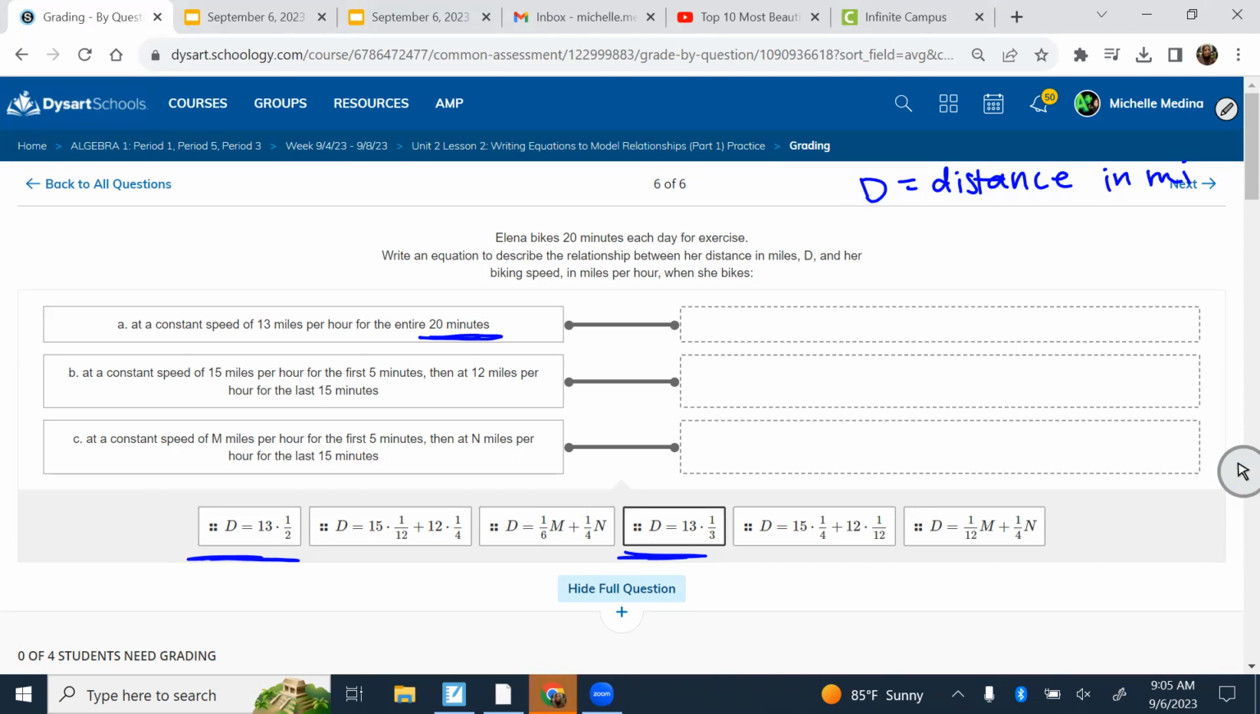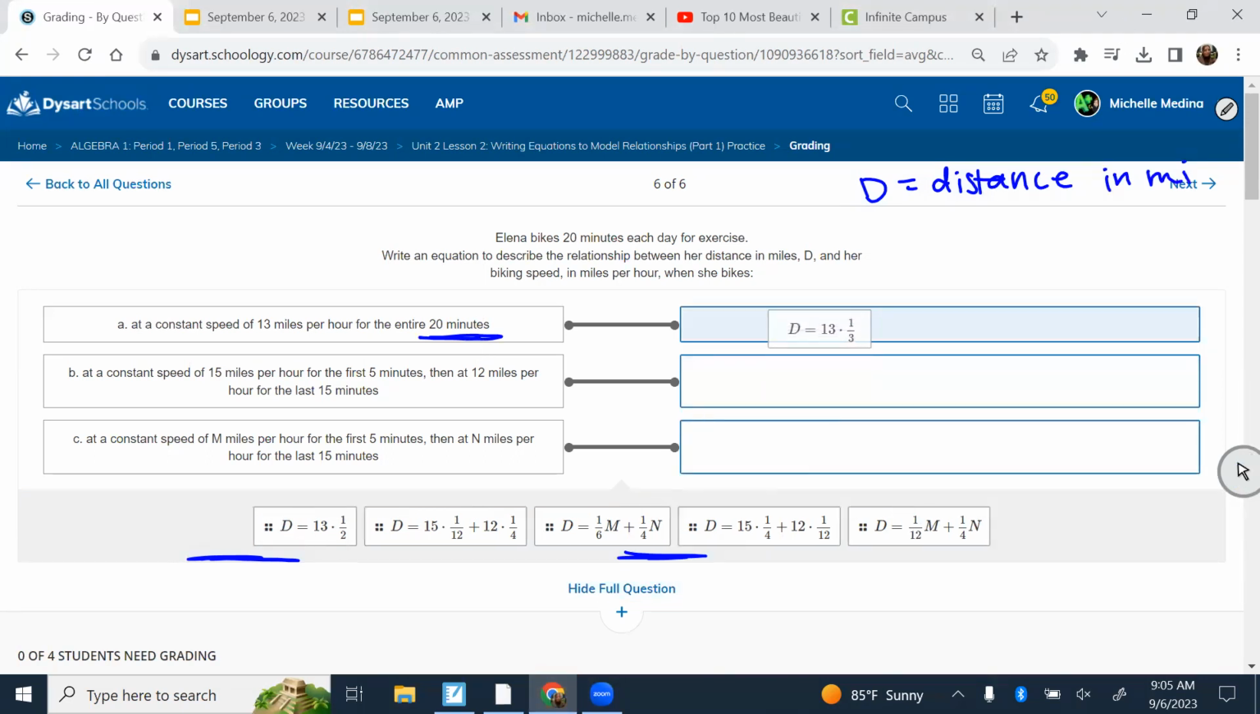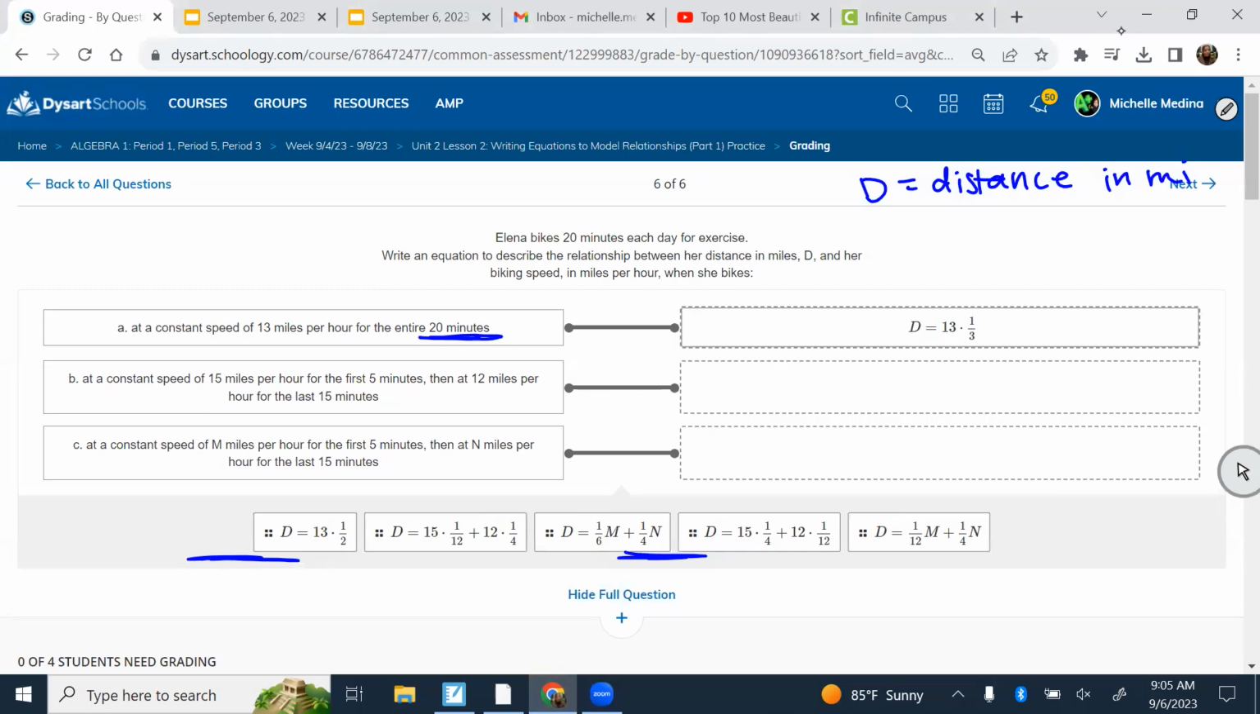Anyone disagree with me on that? It's not the 1/2 one? Okay, well, that would be why, because 1/2 would probably be for 30 minutes of an hour, not 20 minutes. Does that make more sense? Okay, because that would actually give me the distance she went, which would be what D equals, so that makes sense.